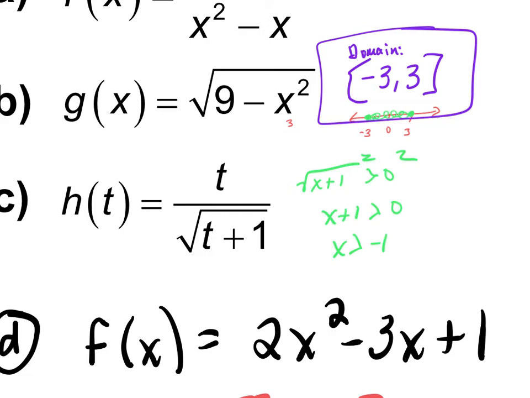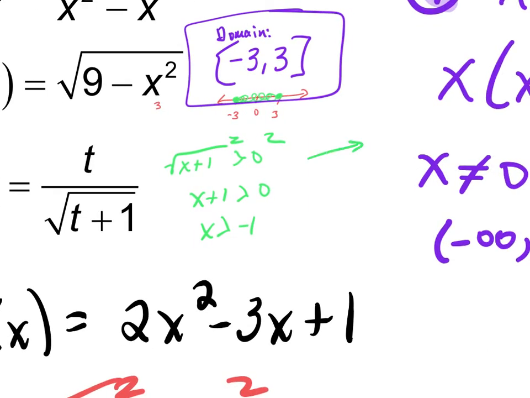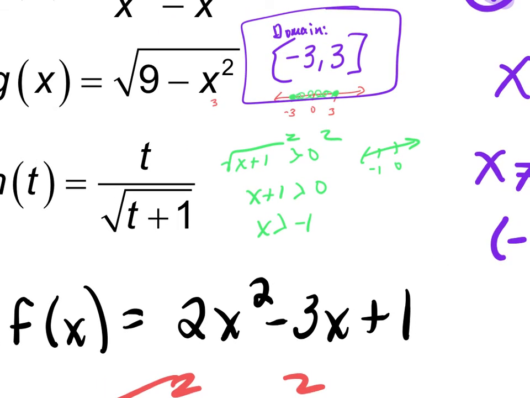Just check this for a second. Here's -1. Here's 0. I need numbers that are bigger than -1. So if I plug in 0, what's 0 plus 1? 1, and the square root of 1 is 1. So we're good. What happens if I plug in -2?